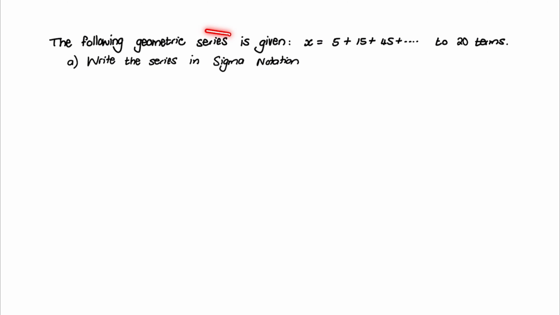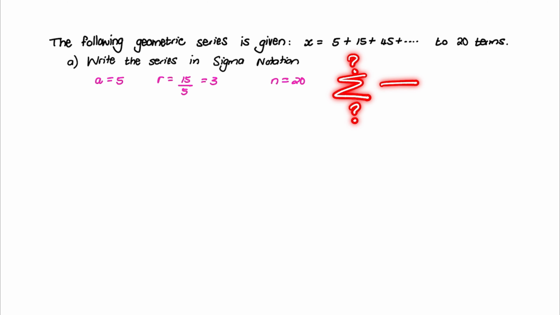The following geometric series is given. X is equal to 5 plus 15 plus 45, and this pattern continues up to 20 terms. Write this series in sigma notation. So in order to write a series in sigma notation, we need to find the lower limit, the upper limit, and the body or the Tn of that expression.